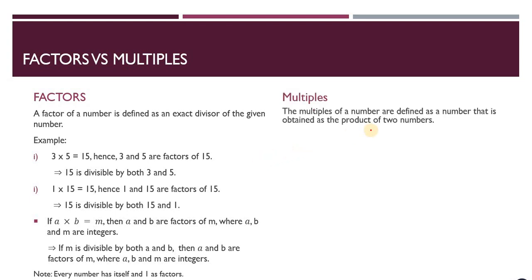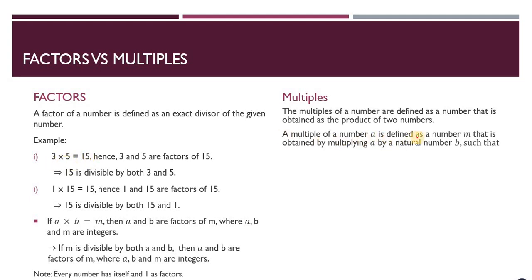Multiples. The multiples of a number are defined as a number that is obtained as the product of two numbers. For instance, if you look over this side, 15 is obtained from multiplying 3 and 5. Hence we can say 15 is a multiple of both of these numbers, 3 and 5. A multiple of a number A is defined as a number M that is obtained by multiplying A by a natural number B. Now we can think about the times table, and let's look at this example.